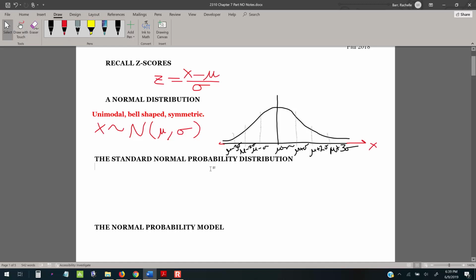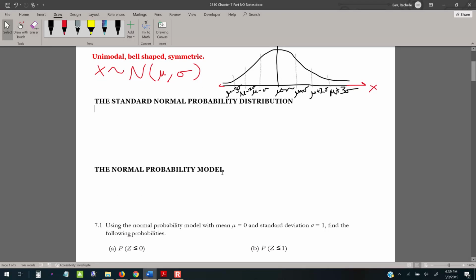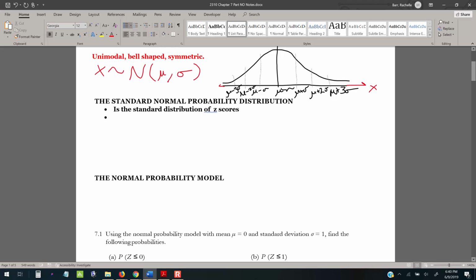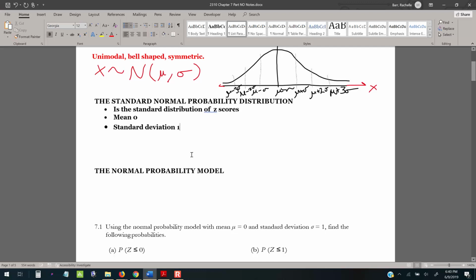So the standard normal distribution is the one we're going to use a lot to do a bunch of things. First of all, the symbol we use for this is z because it's the standard distribution of z-scores. So exact same idea, but I'm going to be doing z-scores. It has mean 0 and standard deviation 1. And it turns out that this is pretty special.